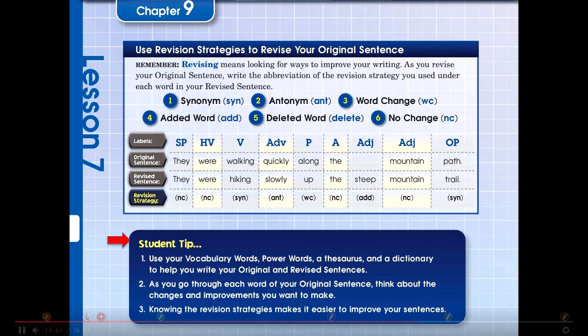Please read the student tip with me. Number 1. Use your vocabulary words, power words, a thesaurus, and a dictionary to help you write your original and revised sentences. Number 2. As you go through each word of your original sentence, think about the changes and improvements you want to make. Number 3. Knowing the revision strategies makes it easier to improve your sentences.